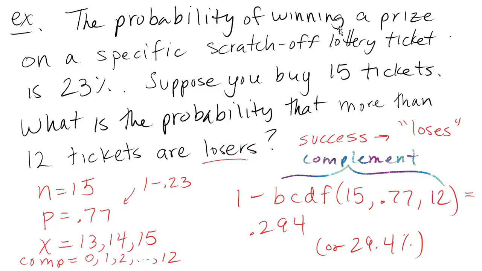A lot of people have this visceral reaction to getting a bunch of losing lottery tickets, and they think that the lottery is cheating somehow. But you could buy 15 tickets and get 13 or more losers. It wouldn't be that weird of an occurrence.